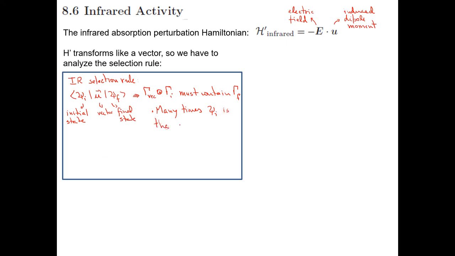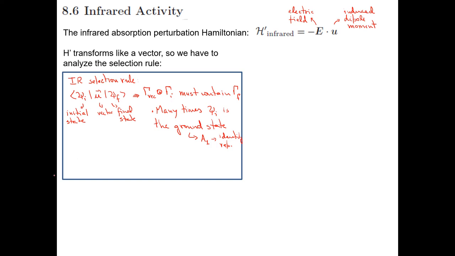So many times psi i is the ground state, and you want to see what the different possible final states are starting from the ground state. And the ground state transforms like the totally symmetric representation. So let's call A1 the identity representation, because if you imagine that all these little vectors that indicate the displacement of the normal mode coordinates are all zero, that just tells us that the ground state for the vibrational state is precisely the A1 representation. Then the selection rule becomes much simpler, because gamma i is the A1 representation.